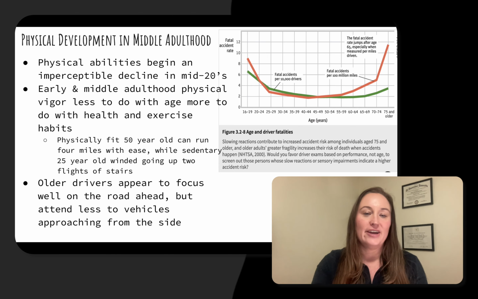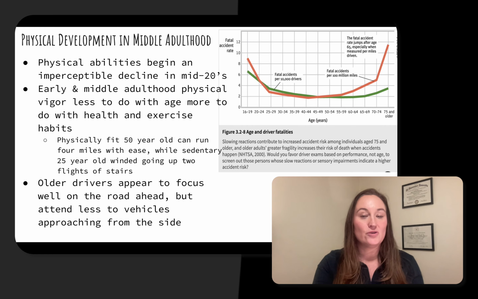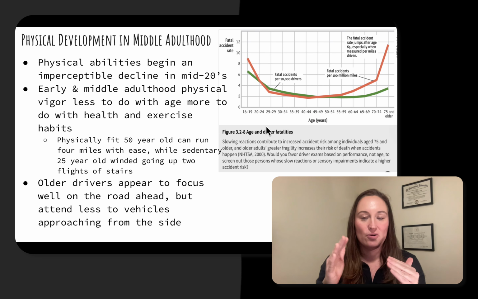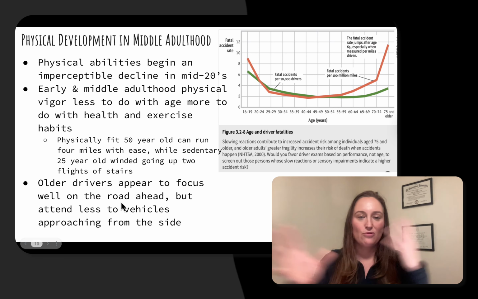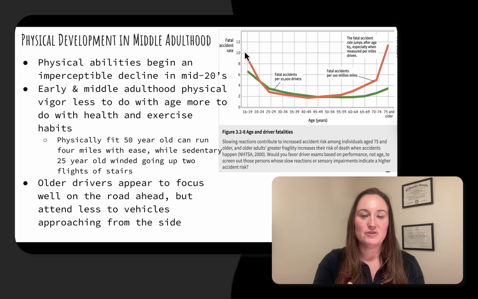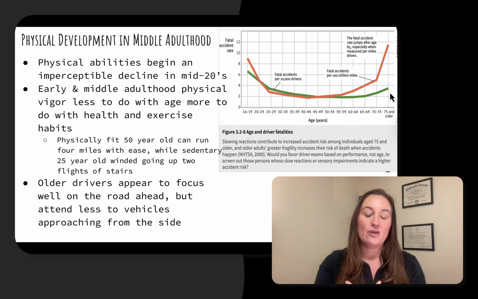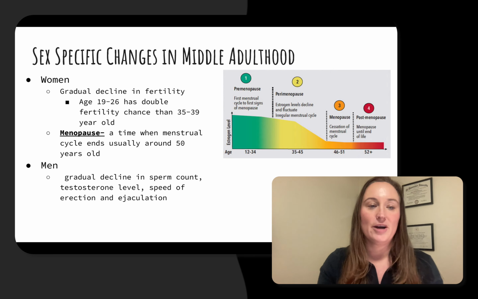When we look at fatal accident rates, older drivers appear to focus well on the road, but they attend less to vehicles approaching from the side. So they actually are more inclined to get hit that way. This also has to do with vision and just processing multiple things at once. So you kind of see that lack of frontal lobe development here, right? Where accidents are higher. And here there are all these sensory issues, but there's also that processing issue: they're able to focus intently ahead, but not everywhere all at once as well.